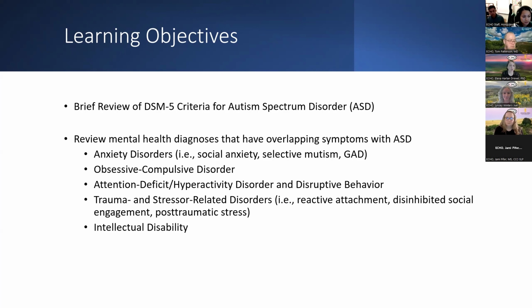And then what I'm going to do is review mental health diagnoses that have overlapping symptoms with autism, including anxiety disorders, obsessive compulsive disorder, ADHD, trauma and stressor-related disorders, and intellectual disability. And these disorders are by no means an exhaustive list, but I figured we would just spend the time on things that I kind of pop into my mind as differentials as I'm doing my evaluations.